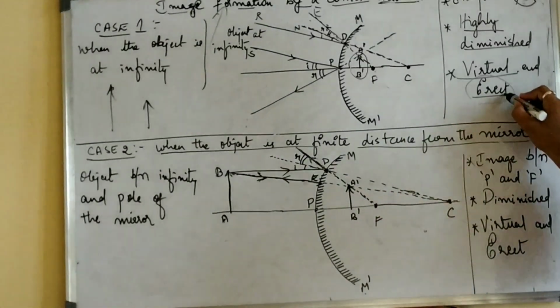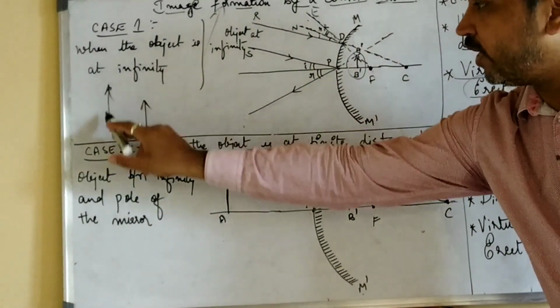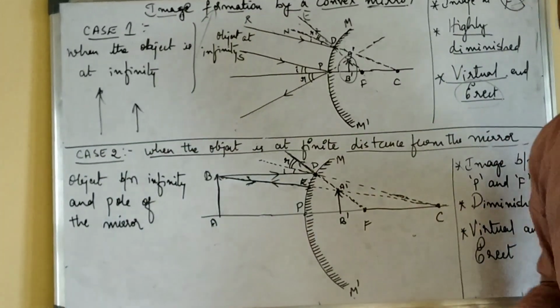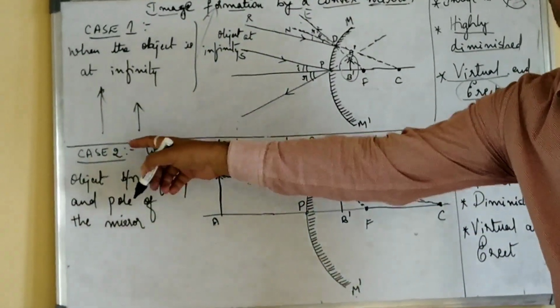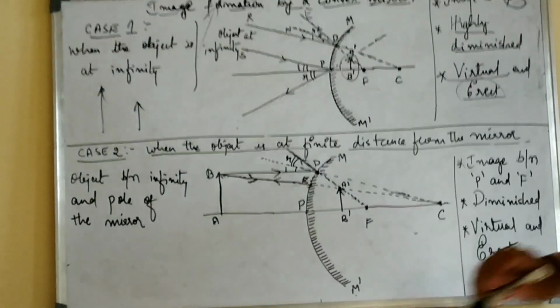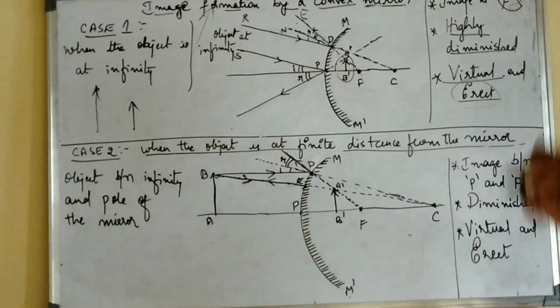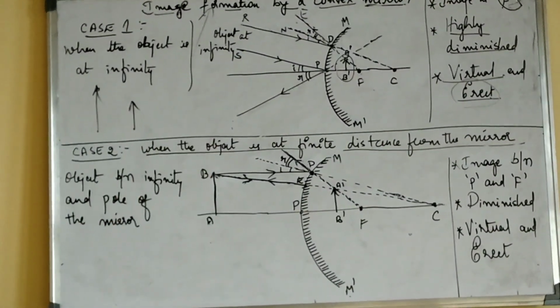Okay, and erect, which means the orientation is the same. It means it is non-inverted. Now next is case 2. What is that case 2? When the object is at finite distance from the mirror. So case 2 is when the object is at finite distance from the mirror.